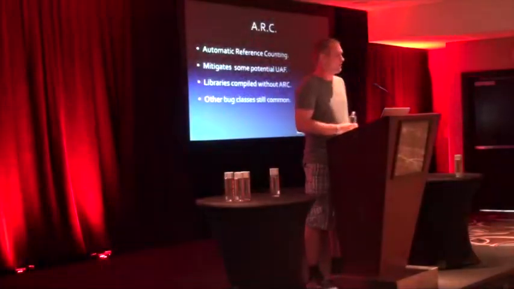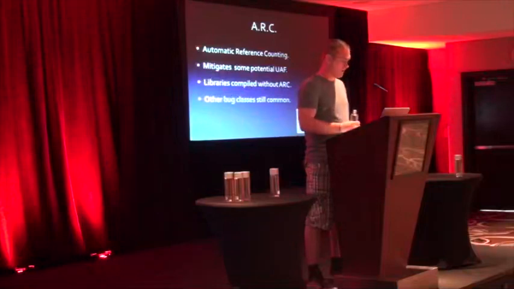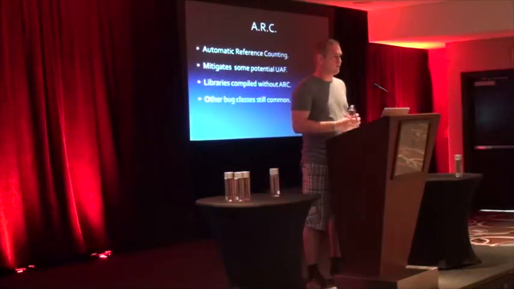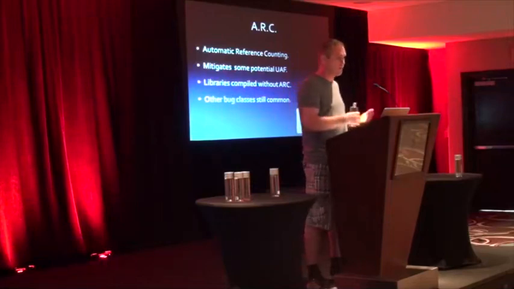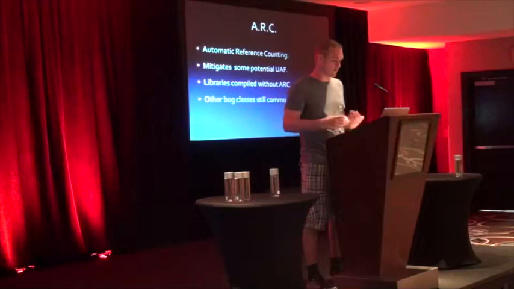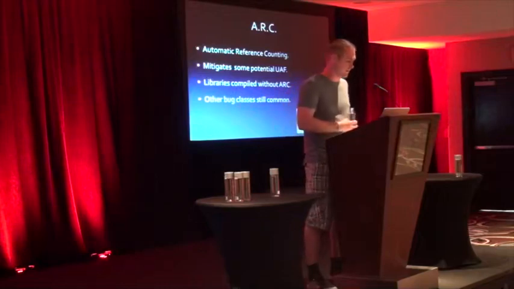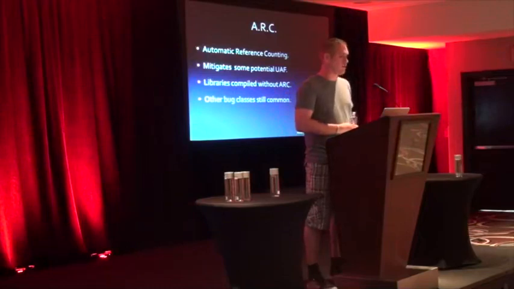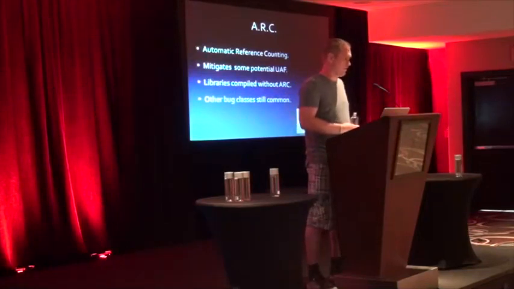Another thing that was added to the runtime since I last wrote about it was ARC, automatic reference counting. ARC is a little bit like garbage collection, but rather than being done at runtime, it's done at compilation time. The compiler keeps track of reference counts of objects and then inserts releases and retains depending on how the object's used. Unfortunately, this mitigates quite a lot of potential use after free bugs, because ARC is way better than the developers were at managing ref counts.